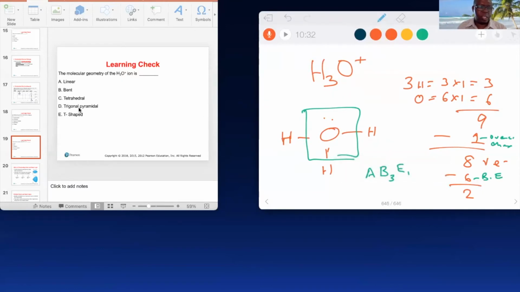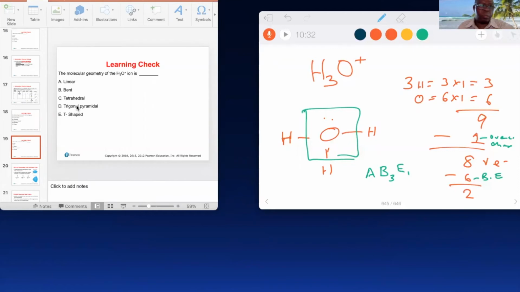So here it is, trigonal pyramidal, and be careful because some questions could be on electron domain geometry. If it was electron domain geometry, then I would go with the tetrahedral. But since it's molecular geometry, we'll go with the trigonal pyramidal. So be careful on how you read the question.